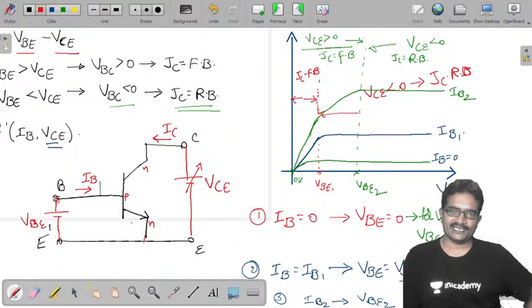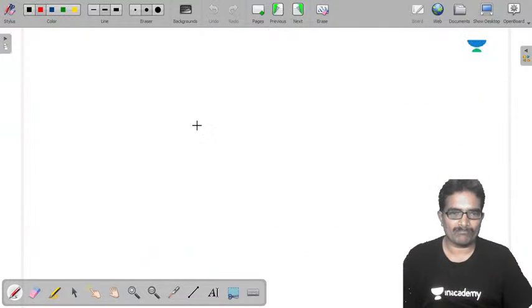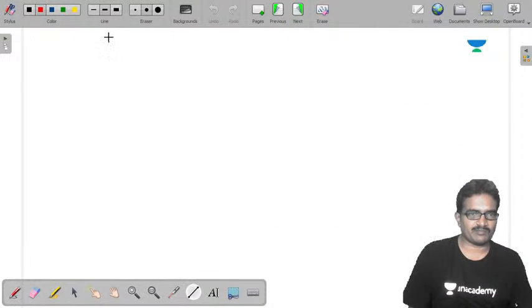Okay, so you get plots like this, and you observe one thing. These are the points where your collector junction switches from forward to reverse. Now I am going to draw this plot once again for better understanding. Now we need this plot.